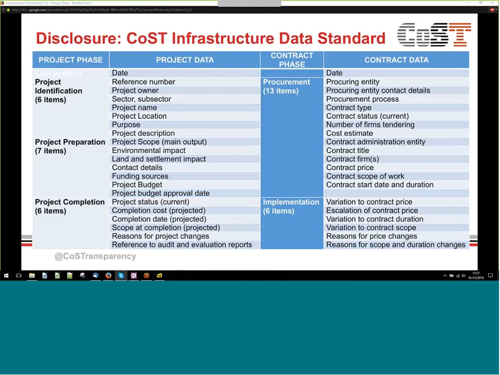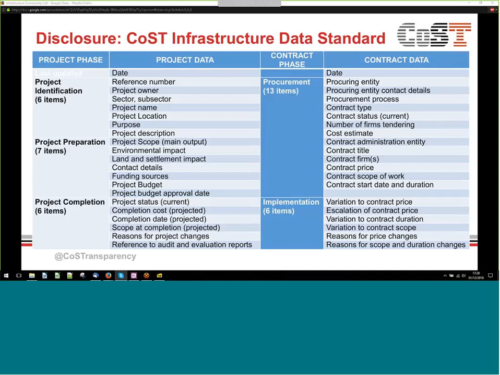And then because our origins are, when DFID initiated CoST it was really EITI, so we have this multi-stakeholder group approach that oversees this and gives strategic direction to national programs.